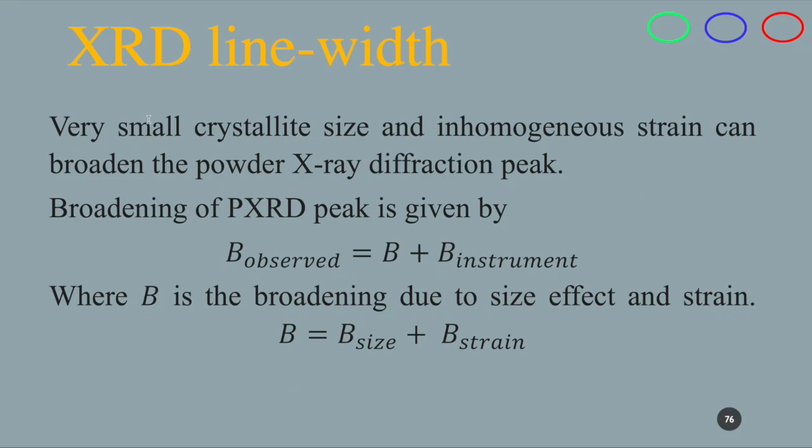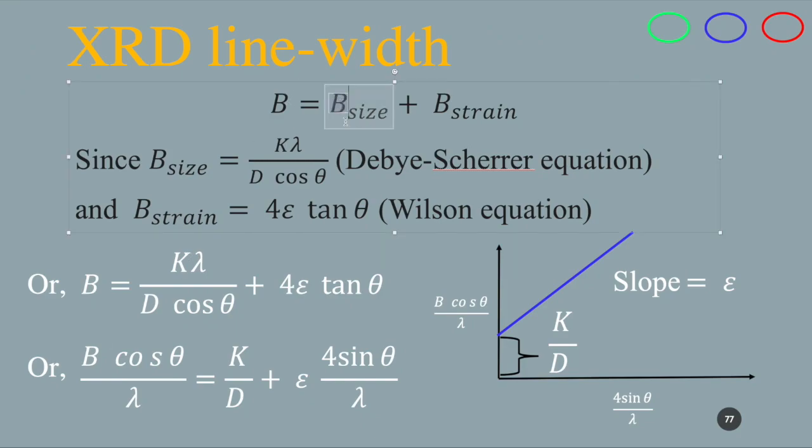Now, the line width of the XRD is affected by crystallite size, and inhomogeneous strain can also broaden the powder XRD pattern. All right, so the broadening of the PXRD peak is given by B observed and B instrumental. This broadening B is due to, as I said, the crystallite size effect and the inhomogeneous strain. The size effect can be calculated using the Debye-Scherrer equation, where K into lambda divided by D and cos theta. D is the full width at half maximum. And we have B strain, which is given by the Wilson equation, and these are the strain constants.